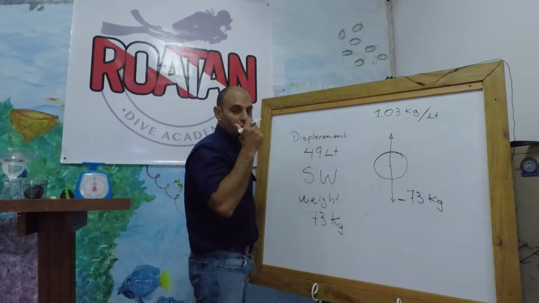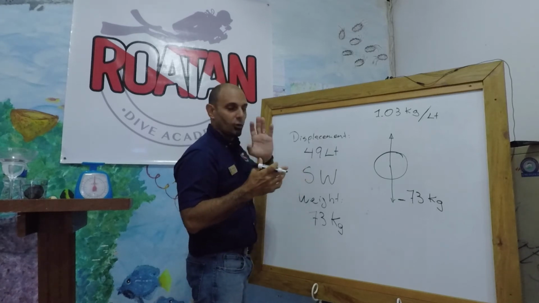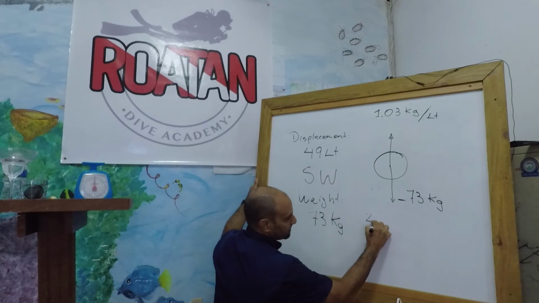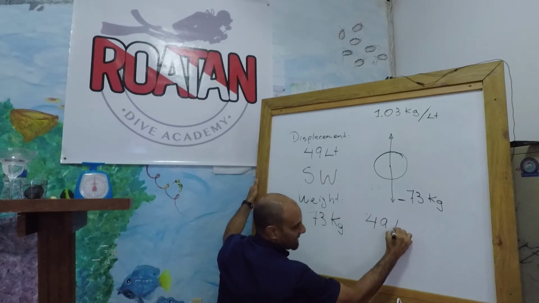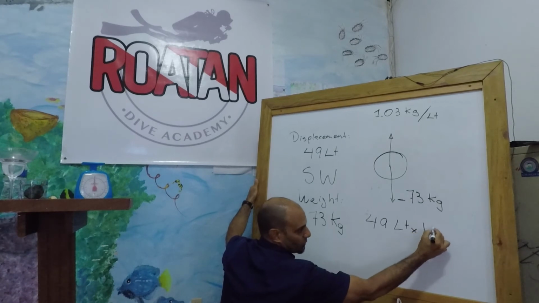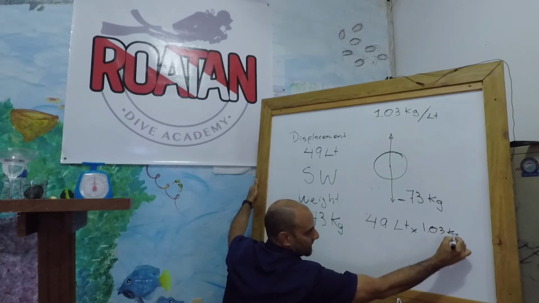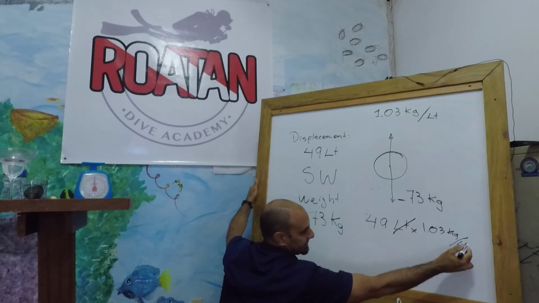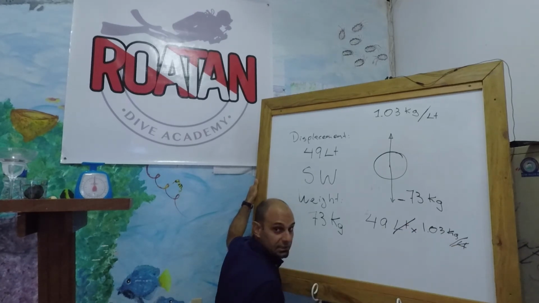Okay, so if 1 liter weighs 1.03, 49 liters, how much will they weigh? So we just have to multiply these two numbers. And how do you know we have to multiply or divide? Always put the units. I'm going to show you here. We have 49 liters, right? If I multiply times 1.03 kilograms per liter, then I can cancel the liters here, and I'm going to have a resulting unit of kilograms.